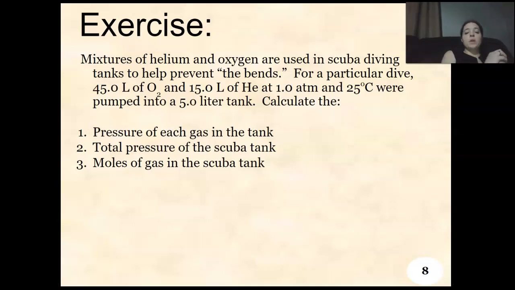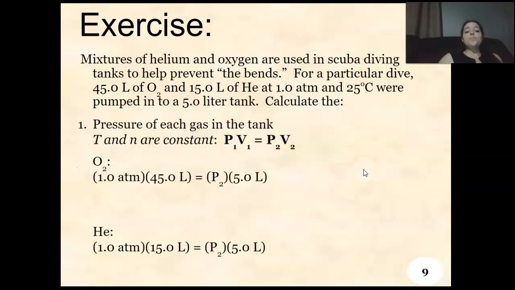Okay. All right. So for a particular dive, 45 liters of oxygen and 15 liters of helium at 1 atm, 25 degrees Celsius, were pumped into a 5-liter tank. Calculate the following. We're going to do one and two. Three, I'll just show you the stuff. Don't worry about it.